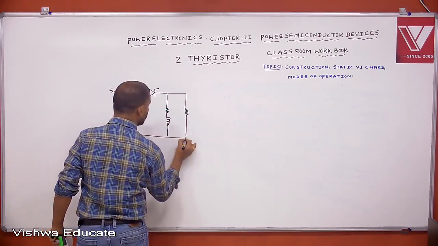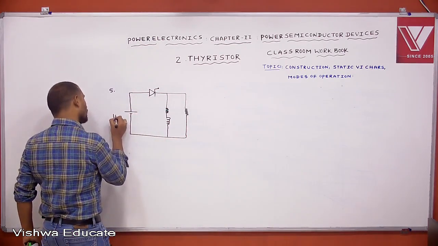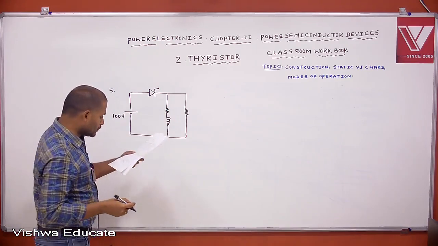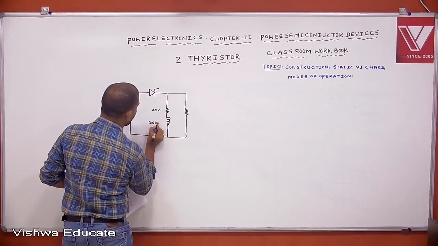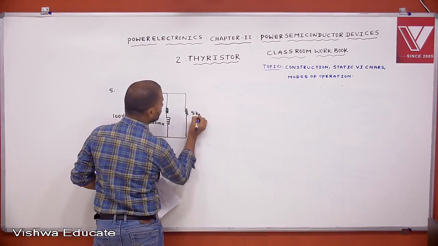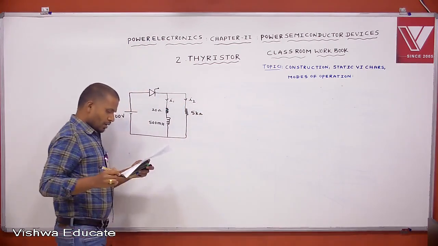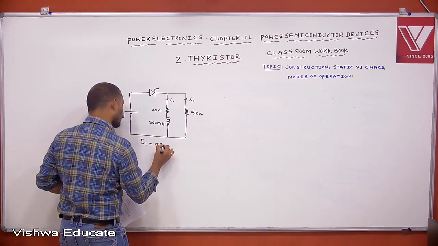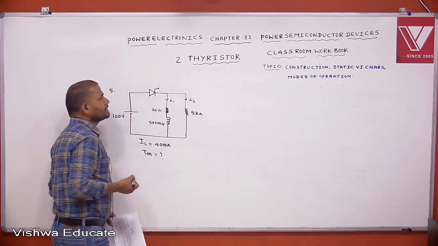The supply voltage is 100 volts. This is 20 ohms, 500 millihenry, and this is 5 kilo ohms. This is I1 and this is I2. Given that latching current is 40 milliampere, then what is the minimum gate pulse width for reliable turn on of the SCR?